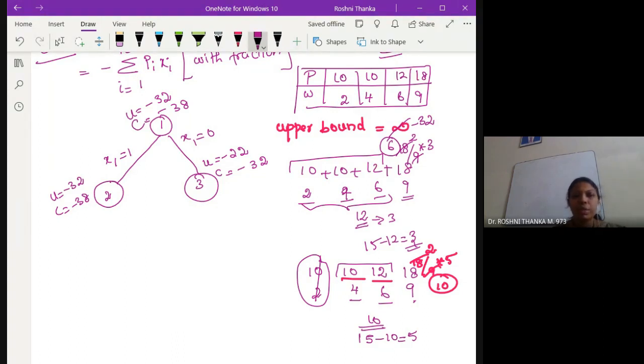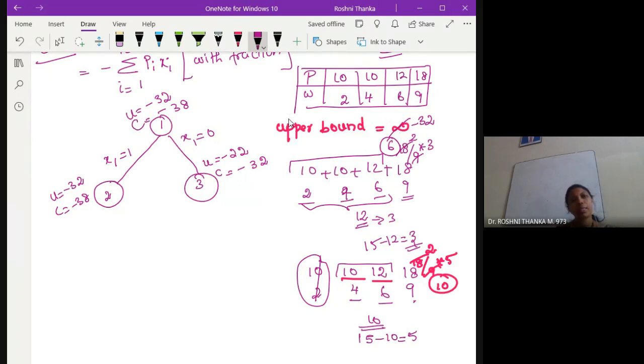After you finish every level, one more thing you have to check is whether we got any upper bound less than this minus 32. Here you can see the upper bound is minus 32 and here the upper bound is minus 22. So we didn't get any value less than minus 32. This upper bound, minus 22, is greater than minus 32, and this node's upper bound is equal to the upper bound. So we don't need to do any updating.